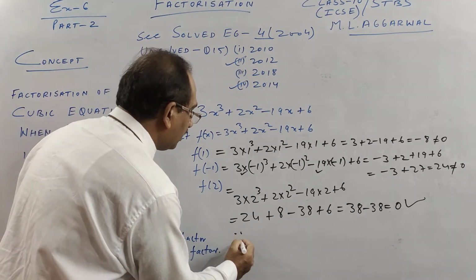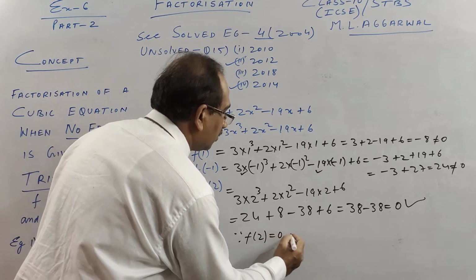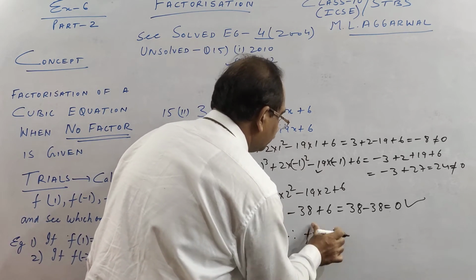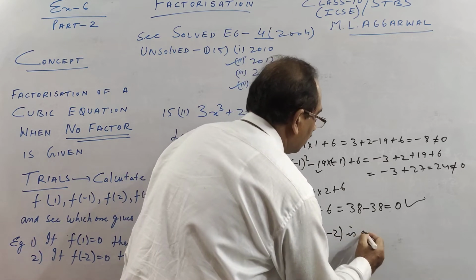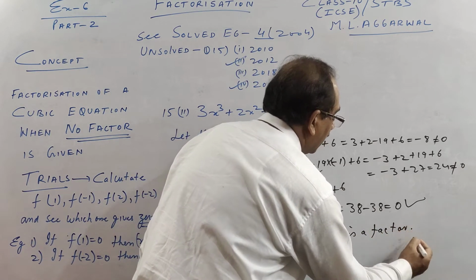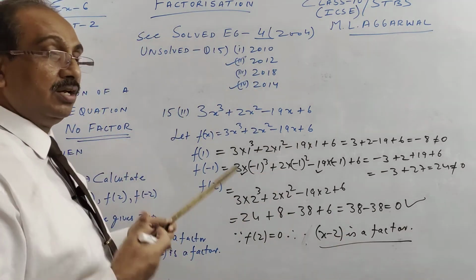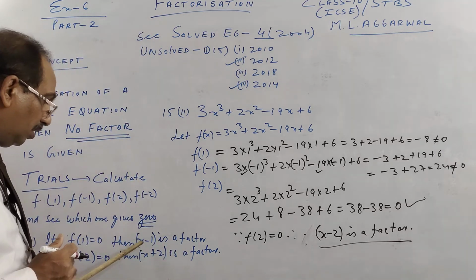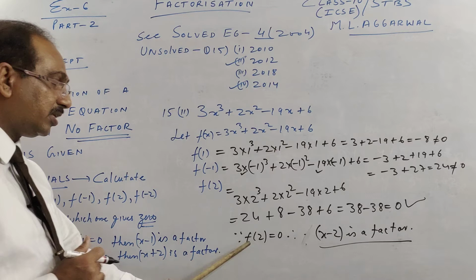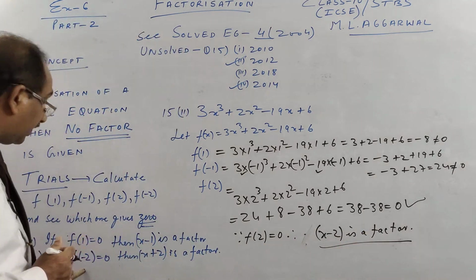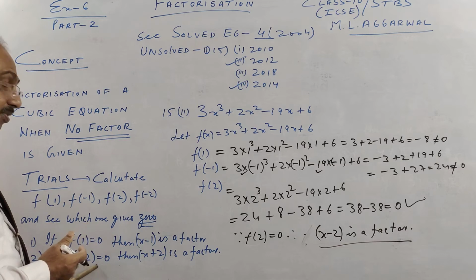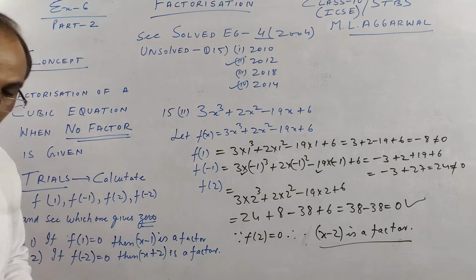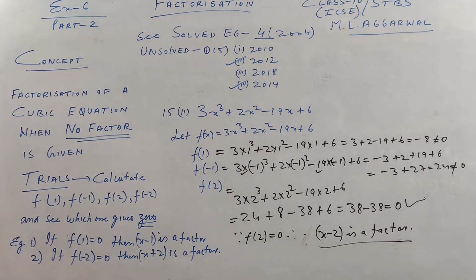Since F2 is equal to 0, therefore write this line, x minus 2 is a factor. So we got one factor, and the question becomes like my part 1, where you saw one factor is given. Like I told you, when F1 gives 0, then x minus 1 is a factor. So F2 is 0, x minus 2 is a factor. If F of minus 2 would have given 0, then x plus 2 would have been a factor. So kindly copy, and then we move on to the next part of this question.